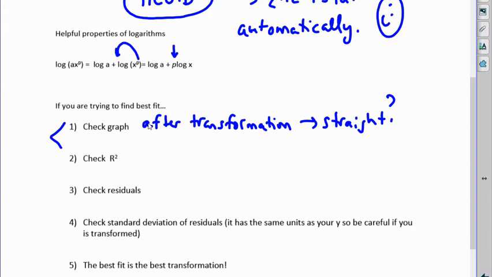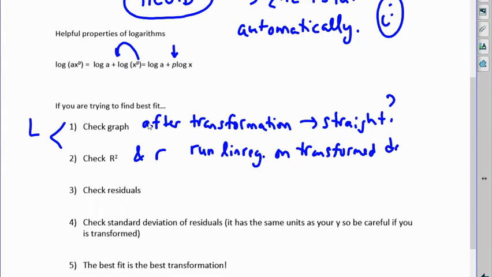That's meeting your L condition. I check the R squared and the R, because that's your correlation coefficient. You are running the linear regression on the transformed data and looking for an R value that is strong. You want to find the strongest one that you can find.